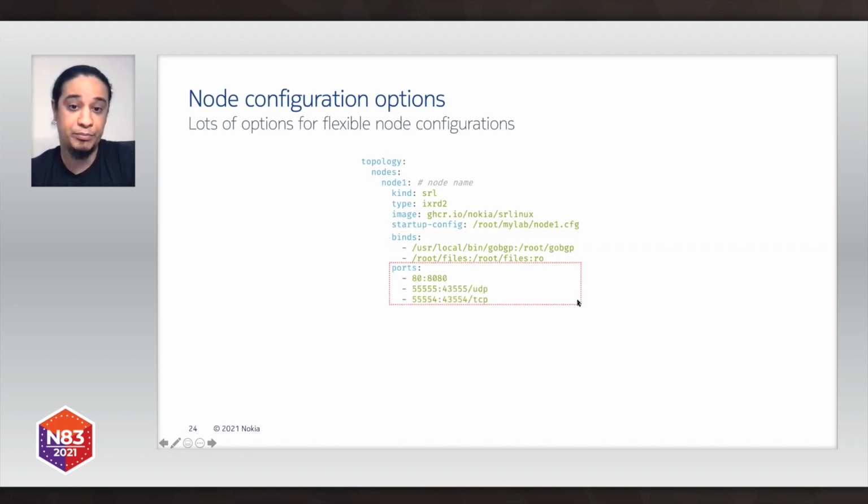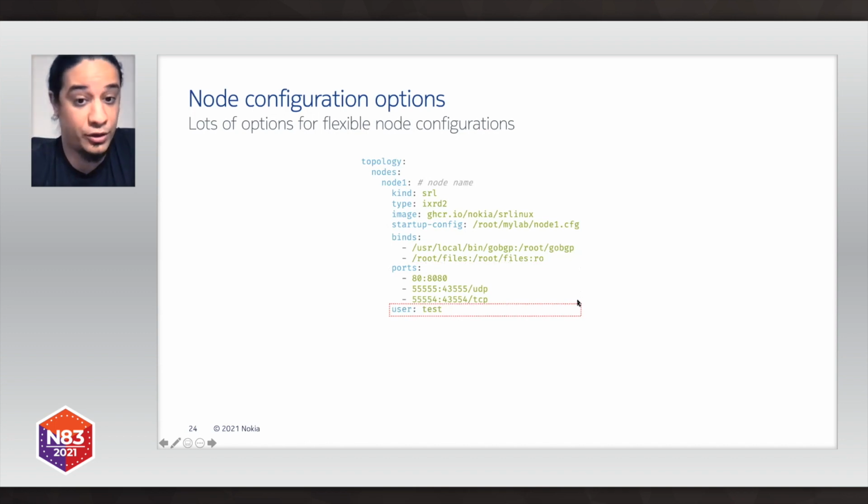You can also bind ports between the nodes and your host to expose services running in your nodes, whether it's gNMI servers, gNOI servers, or HTTP servers, if you need to. And you can see that the syntax is similar, if not exactly the same as the Docker Compose file. That allows you to copy your existing configurations directly into Containerlab's topologies. You also have control over the user that will spawn your container process if your image needs that.